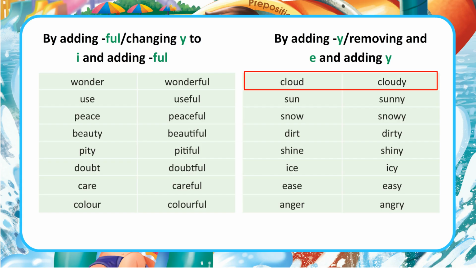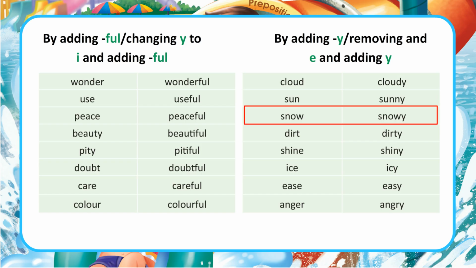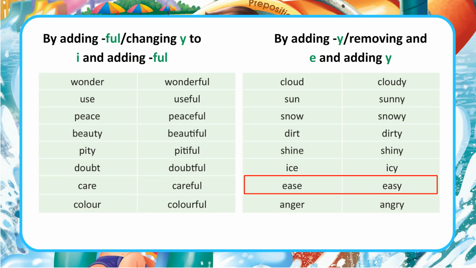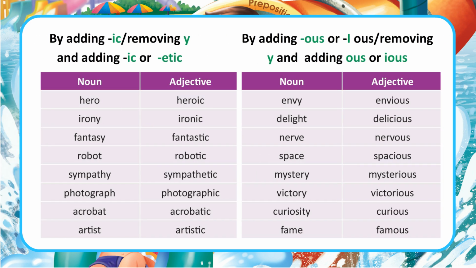By adding y, or removing e and adding y: Cloud, cloudy. Sun, sunny. Snow, snowy. Dirt, dirty. Shine, shiny. Ice, icy. Ease, easy. Anger, angry.